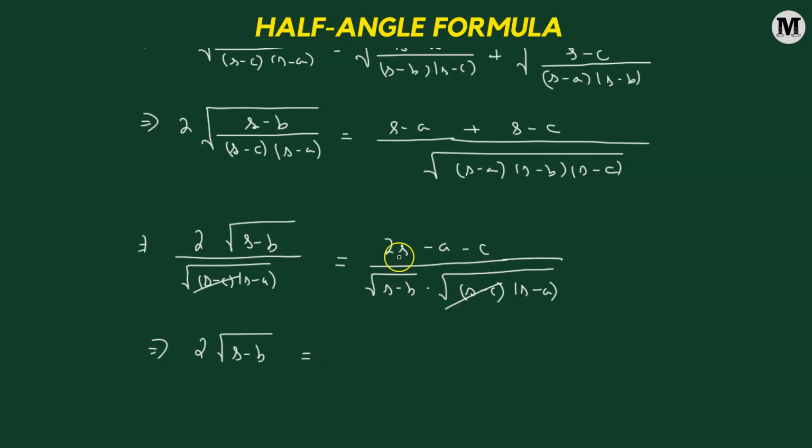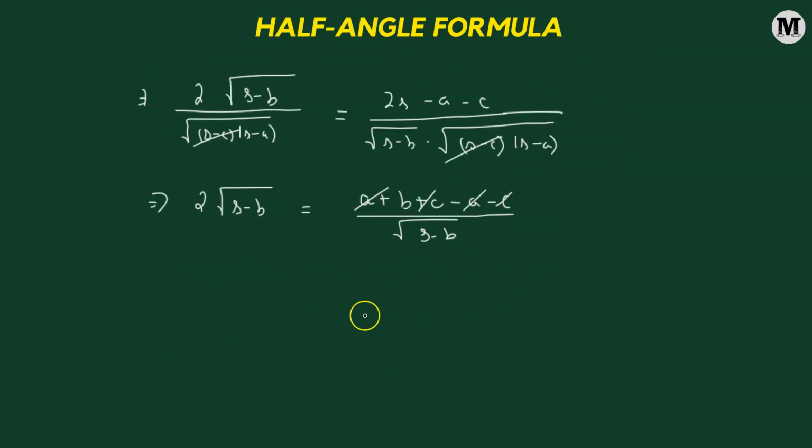Now what is 2s? 2s is simply a plus b plus c. That means 2 times the semi-perimeter gives us the perimeter. So we have a plus b plus c minus a minus c, divided by the square root of s minus b. Here a, negative a, c and negative c cancel out. Cross multiplying, 2 times the square root of s minus b multiplied with the square root of s minus b is simply s minus b. We have 2 times s minus b equal to b. Let's further simplify. We have 2s minus 2b equals b, which gives us 2s equals 3b.